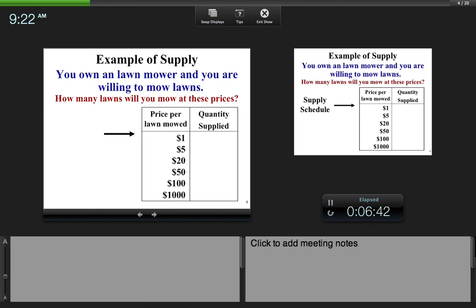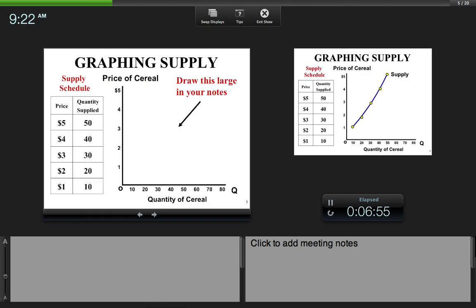So if we were to plot those points, just the same way that we plotted the points on the demand schedule, we would get an upward sloping line. Upward from left to right. So a positive slope, or direct relationship between price and quantity supplied.